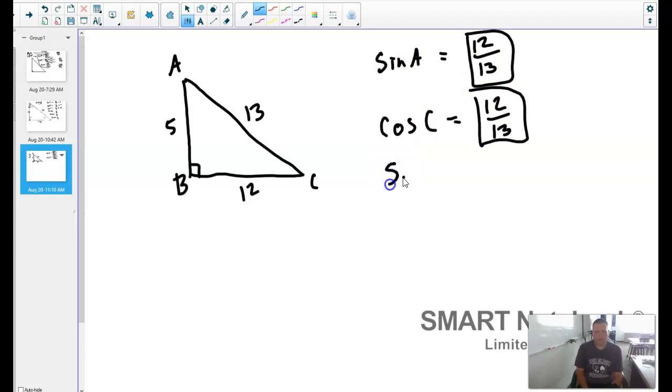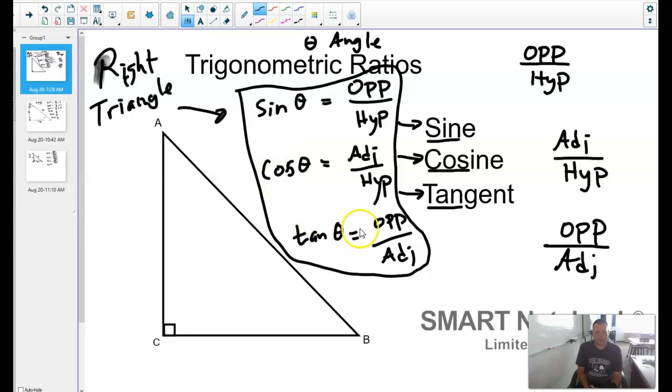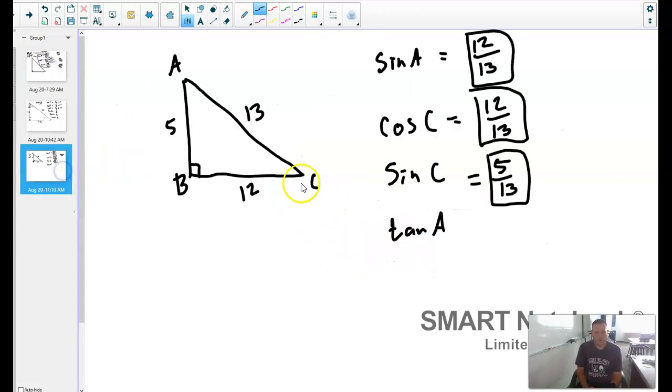If I went the sine of C, now I'm here at C, and I've got to go opposite of C, which is 5. And then 13 is my hypotenuse. That's my ratio. And you can do this all day. I mean, it's the same thing. So tangent of A, the ratio for tangent is opposite over adjacent. So opposite of A is 12, adjacent is 5, so this would be 12 over 5. Okay?